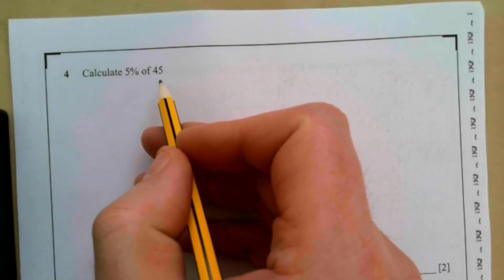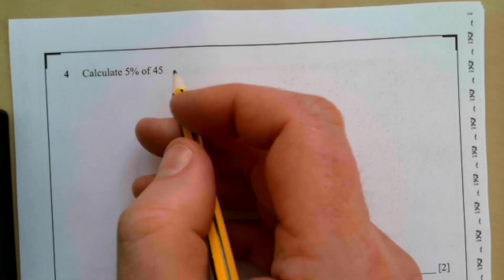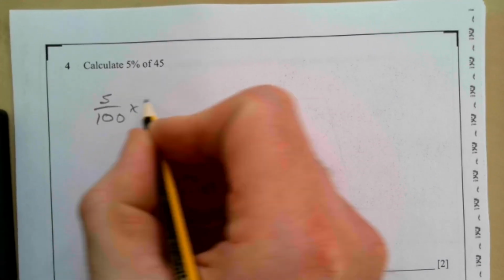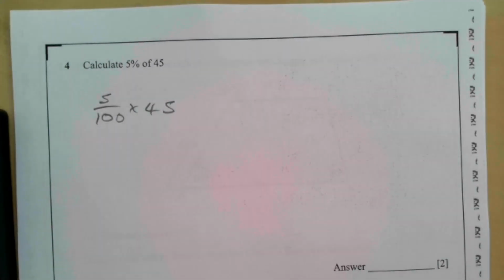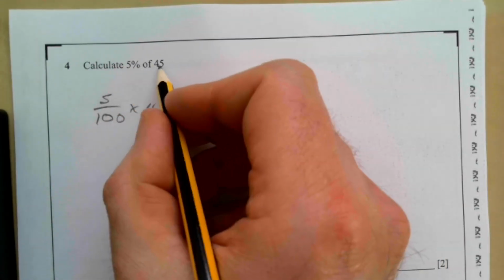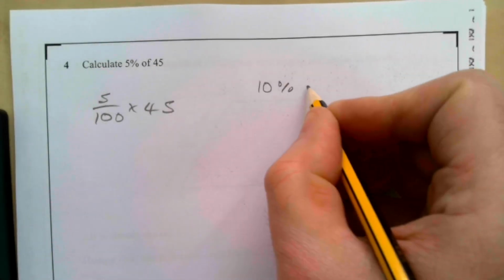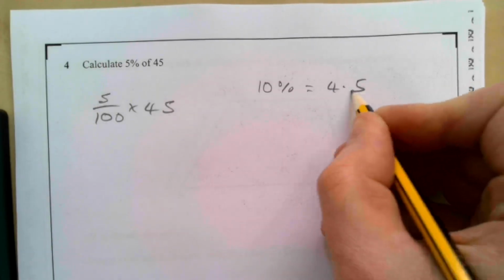On to question 4. Obviously we're non-calculator here, so 5% of 45. I could do it a couple of different ways. You can go 5 over 100 times by 45, and that would work it out. I'm tempted to find 10%. 10% is quite straightforward. So 10%, I hope most of us realise, is going to be 4.5.